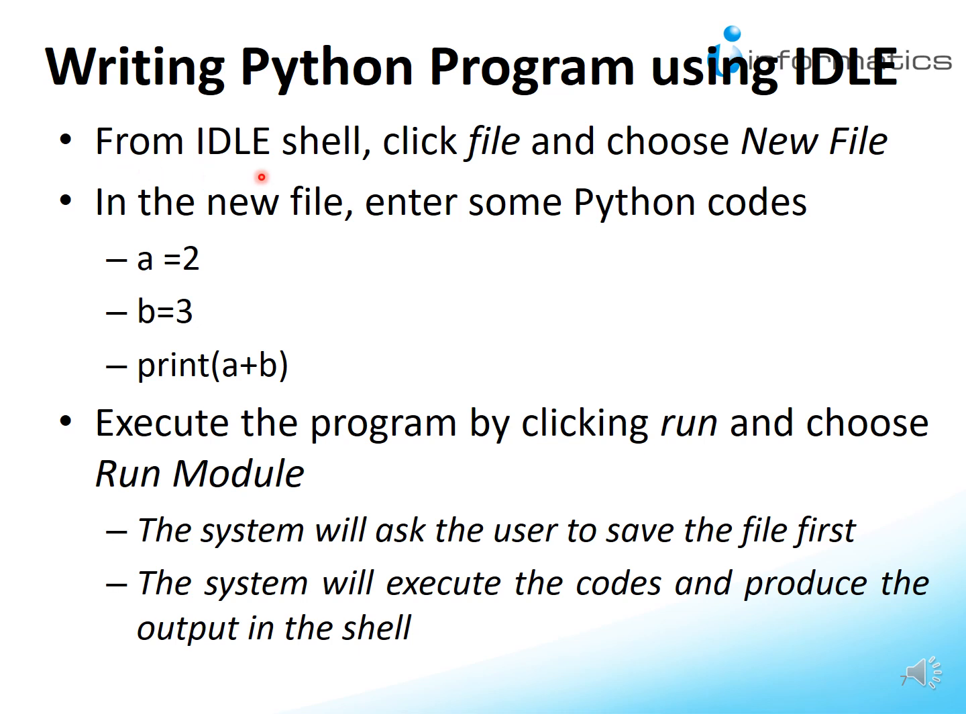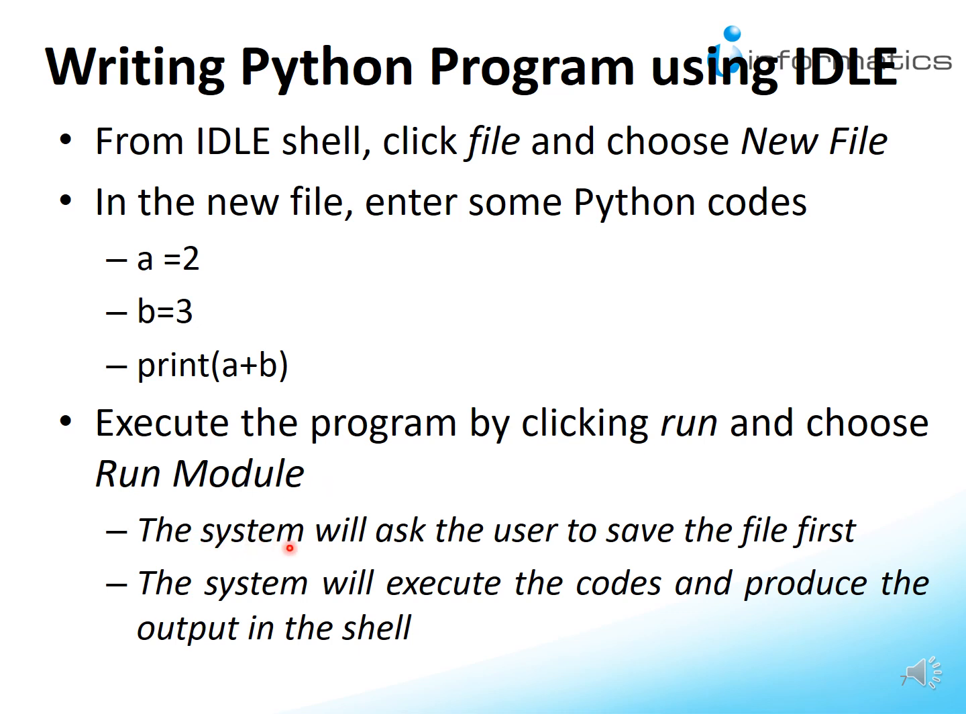From the IDLE shell, you can click the File menu and choose New File. A new file will start, and inside the new file you can enter Python code such as a equal to 2, b equal to 3, and print a plus b. To execute this code in the file, you click Run in the menu and choose Run Module.